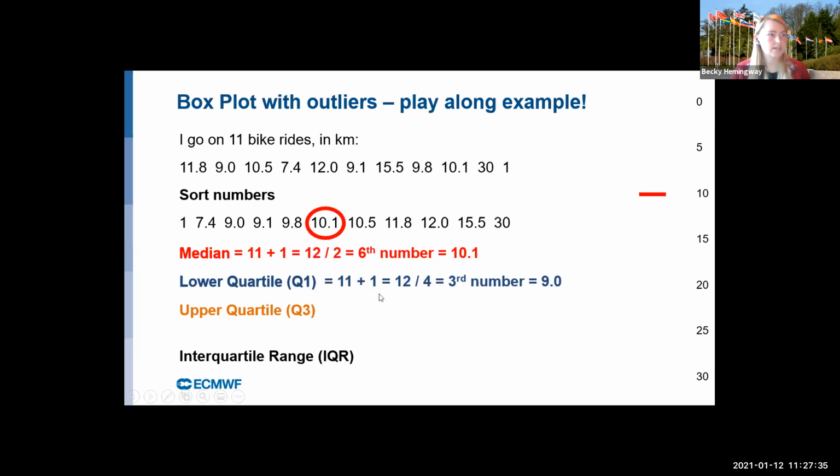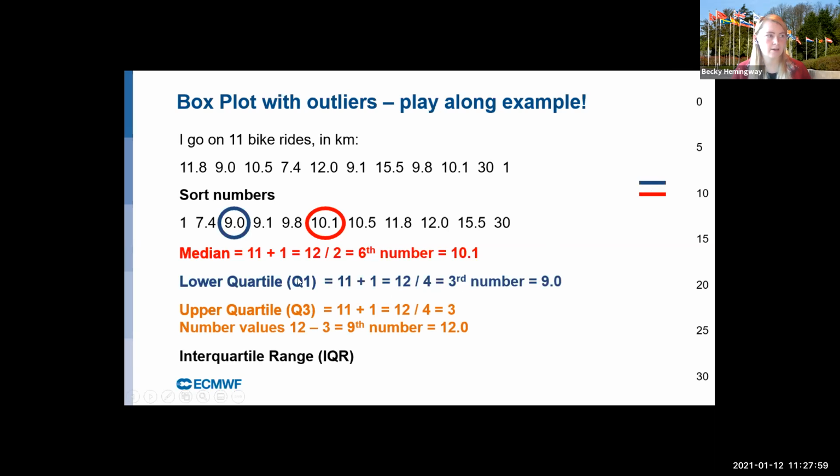Now the lower quartile, as before, we add 1 to the number, so 12. This time we divide by 4. And that tells us our quartile is 3. So our third number is our lower quartile. And in this case, our third number is 9. So again, we plot that. It's quite close this time to our median.